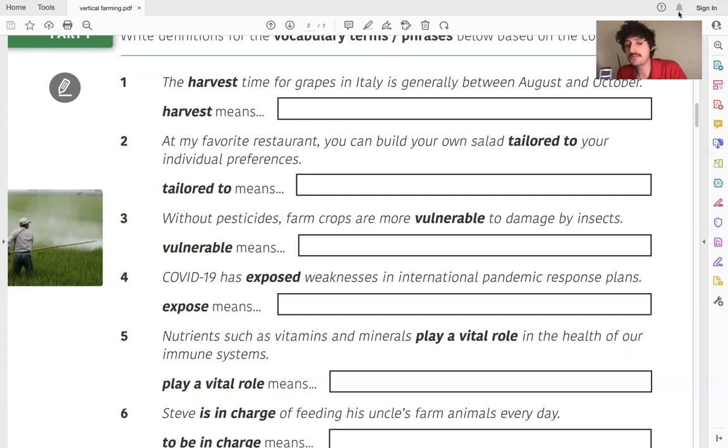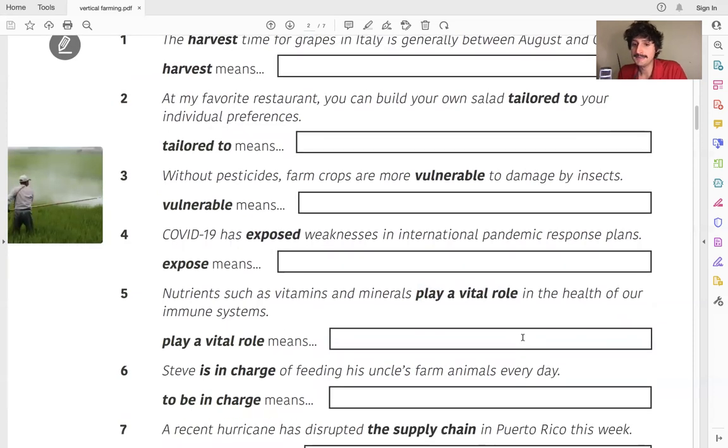Okay, nutrients such as vitamins and minerals play a vital role in the health of our immune systems. Play a vital role is have an important role. They have an important part. They play an important part. Okay, meaning they are necessary.